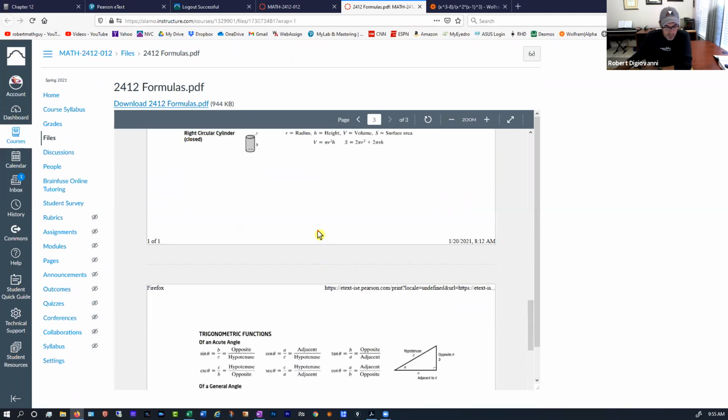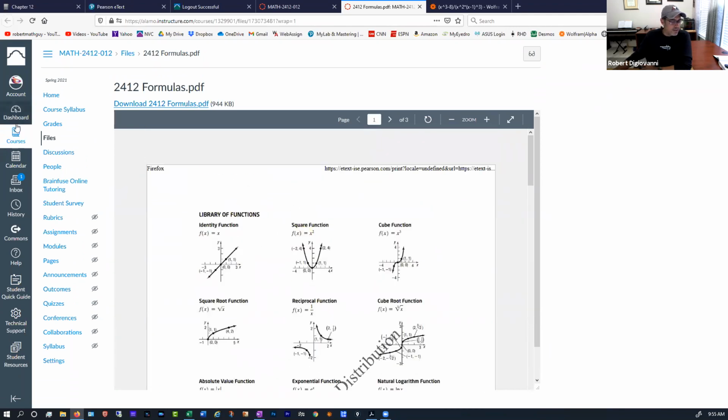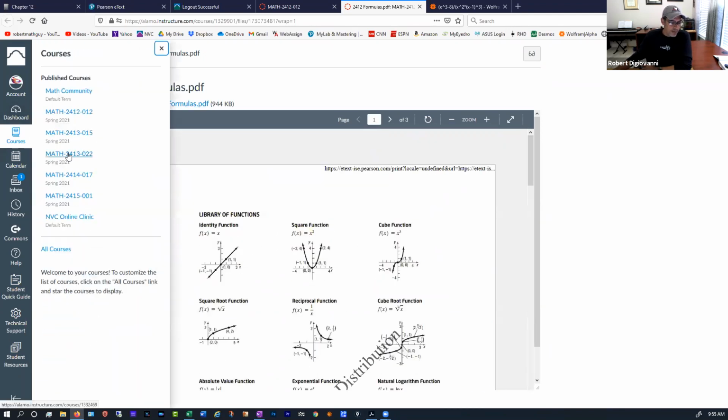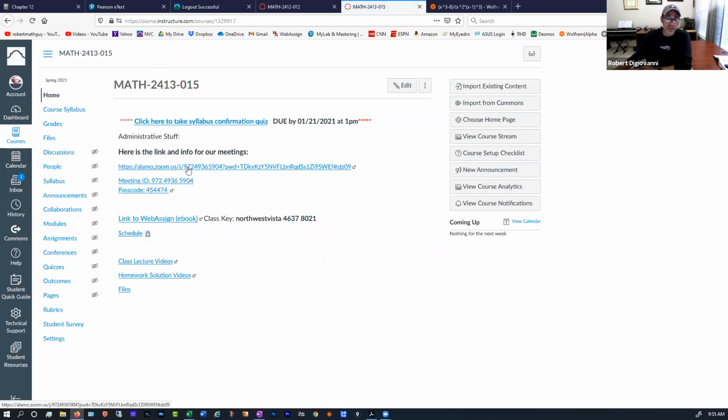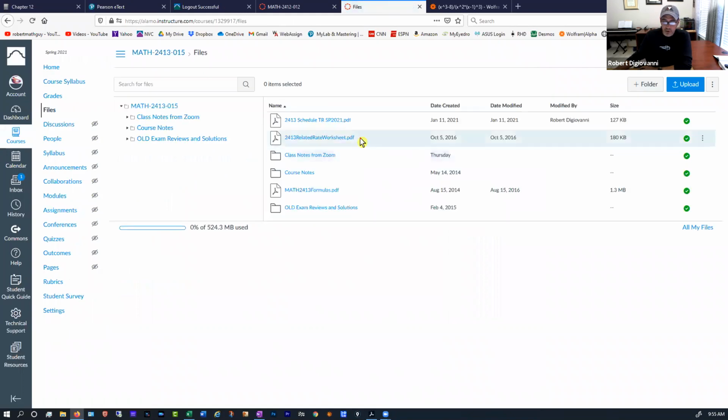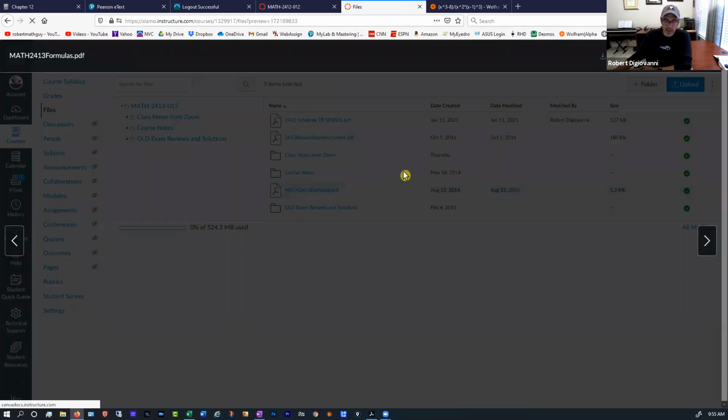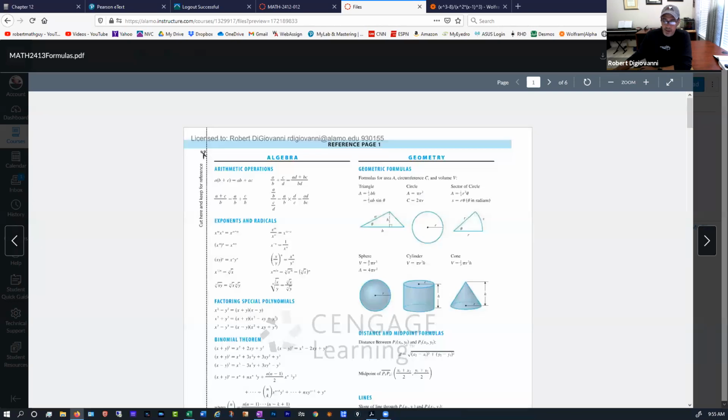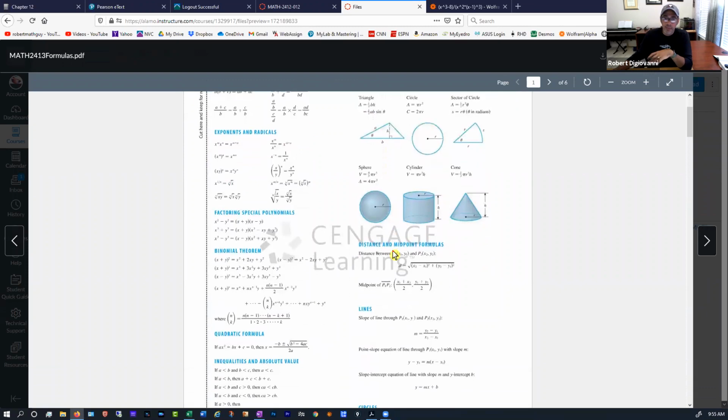Interesting. I have a different sheet. I'll post this for everyone later on today. I have a different set of formulas that I would prefer you start working with instead of the ones that came out of the book. Let me just show them to you real quick. This is the set of formulas that I allow all my calculus students to use, and it's based on the calculus book. You can use these on your test. The sooner you start working with these, the better off you'll be, because you'll need these in calculus, all right?